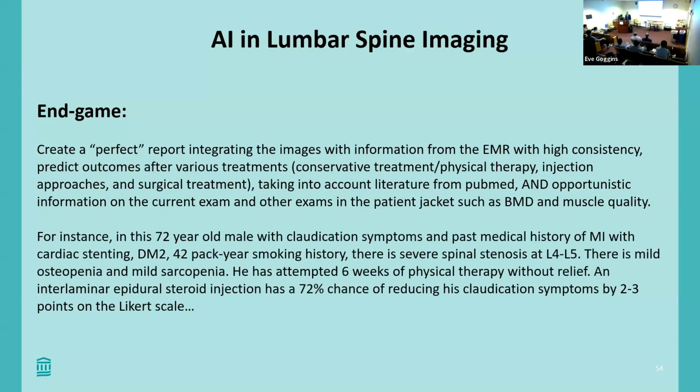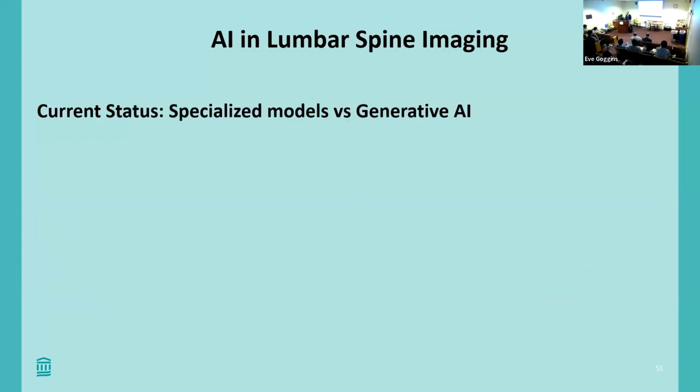So for instance, something like this: in the 72-year-old man with claudication, past medical history of MI, diabetes, all these things, there's severe spinal stenosis at L4-5, and then it puts in the opportunistic screening, and then it puts in what he's already tried by scraping the medical record, and then it says, oh, there's a 72% chance. I'm just making up these numbers, but predicting outcomes based on the intervention, integrating the imaging and the EMR and literature and opportunistic screening. I think we'll get there. There's no reason we can't. But we're still some way away. So let's just talk about where we are and where we're going to go.